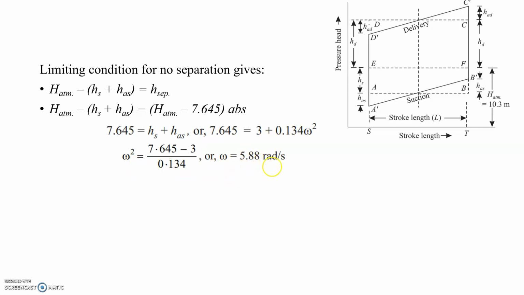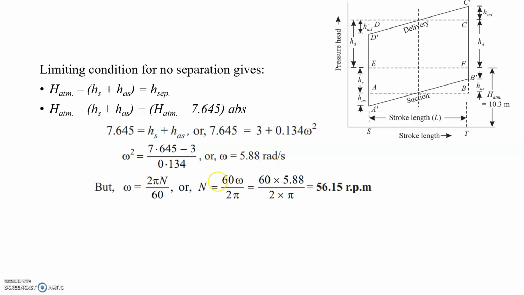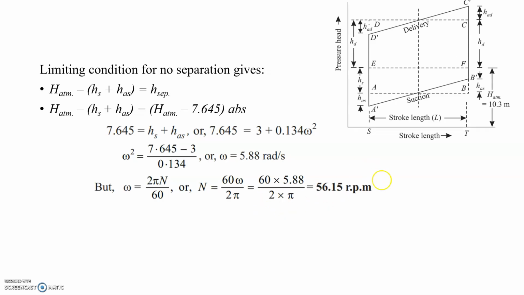Once we get angular velocity omega, we can find out RPM from the formula omega equal to 2 pi n by 60. We'll be getting 56.15 RPM. So this is the value of speed of the pump, so that separation is avoided during suction stroke.